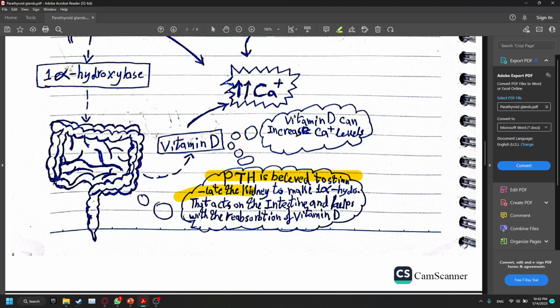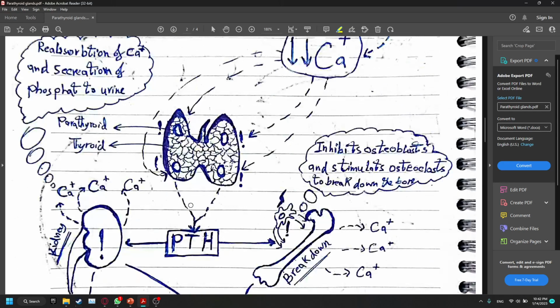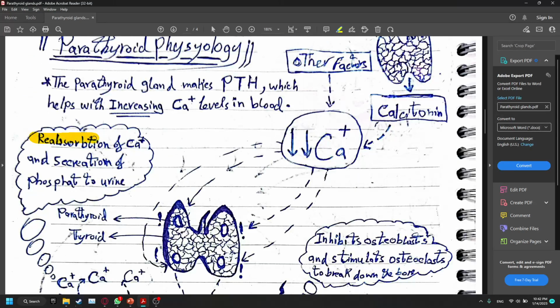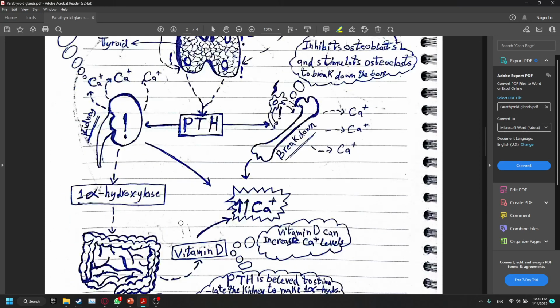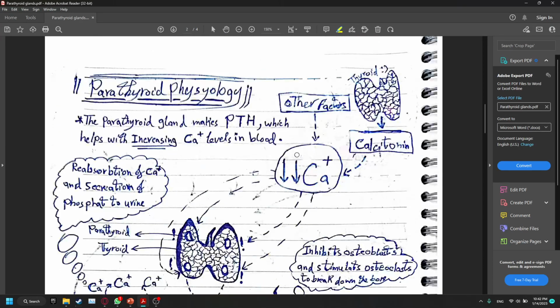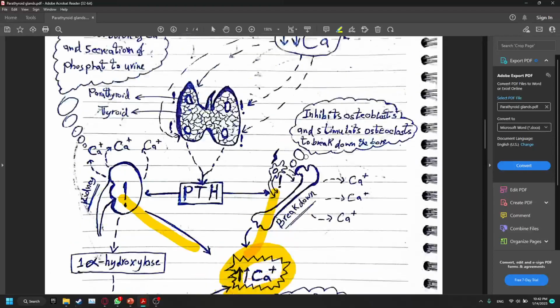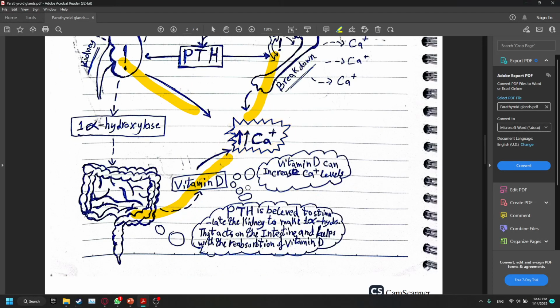PTH is believed to stimulate the absorption of calcium and the secretion of phosphate in the urine. And these three things make high levels of calcium in the blood, which is what the body needs. When there are low levels, you have to trade it off with high levels. That's how we fix it.